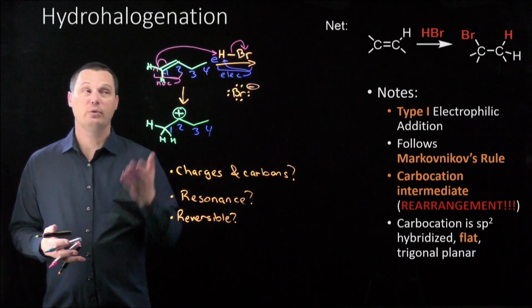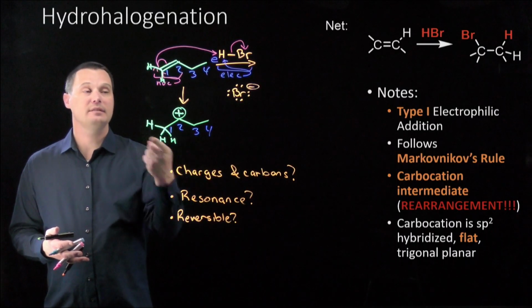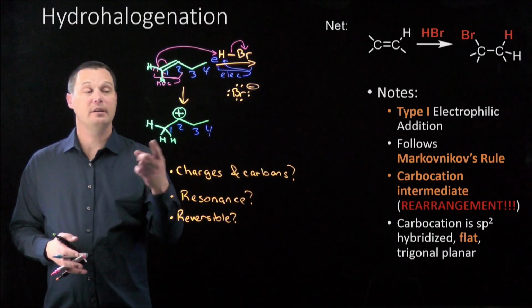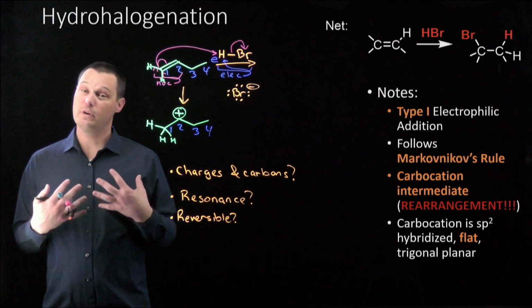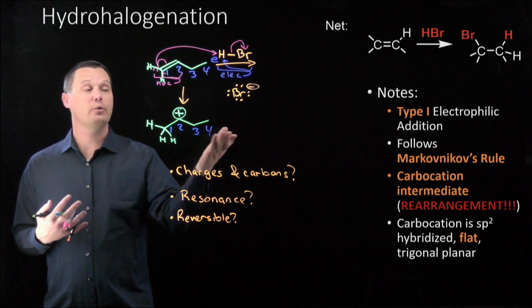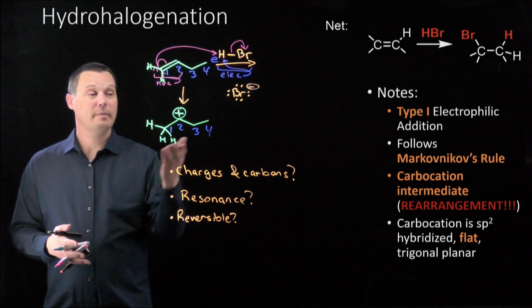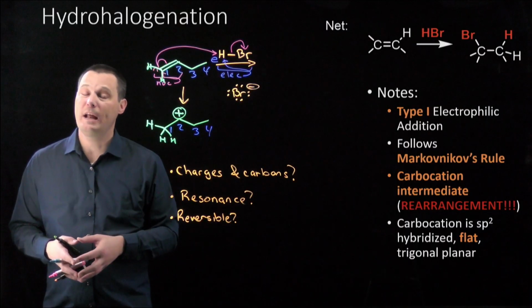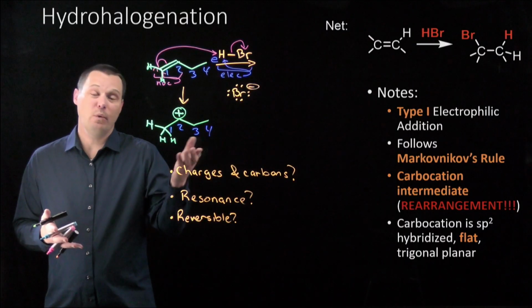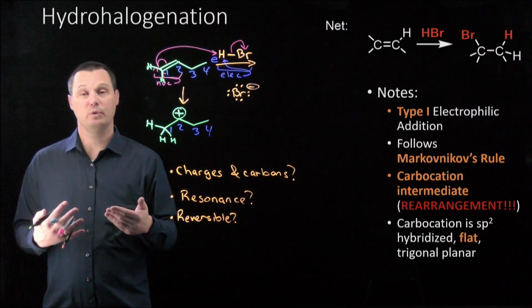The next good question to ask after every step in a mechanism is: is this intermediate stabilized by resonance? If an intermediate is resonance stabilized, it's a good idea to draw out those resonance contributors. If you were taking my course, I would expect you to show the resonance stabilization of any intermediate. So what about this intermediate? Can this intermediate be stabilized by resonance? No. This one cannot be stabilized by resonance. Sometimes the intermediate will be resonance stabilized, sometimes it won't. We just have to check every time.